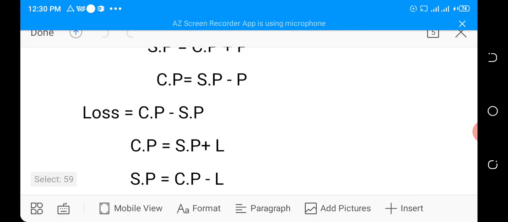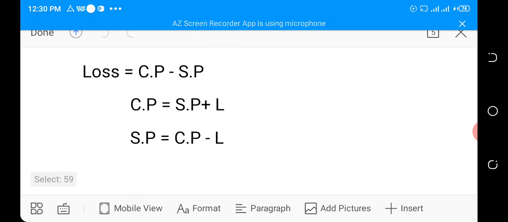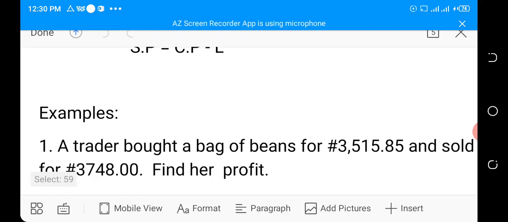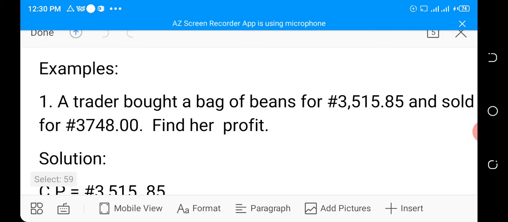Also, the formula for loss. Loss is equal to cost price minus selling price. Here also you can calculate cost price, that is cost price at a loss. That will be selling price plus loss. You can also calculate selling price at a loss. That will be cost price minus loss. So let's look at the examples.